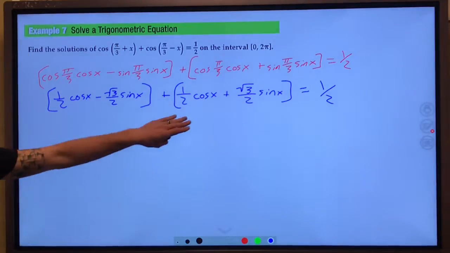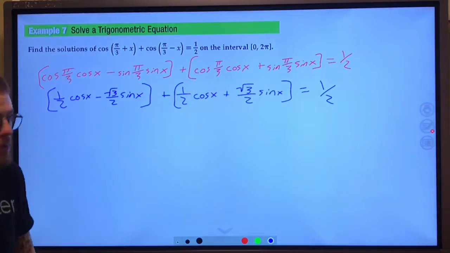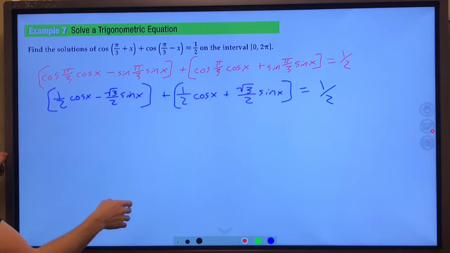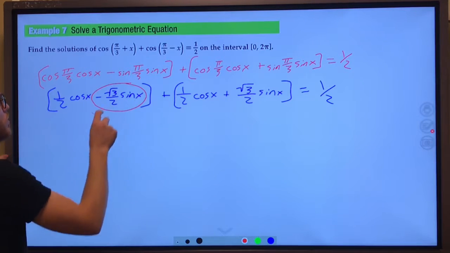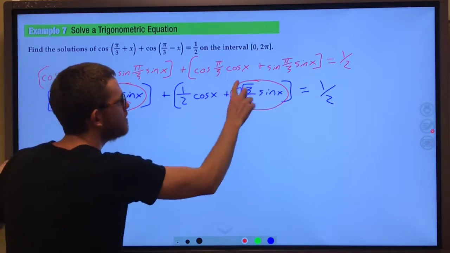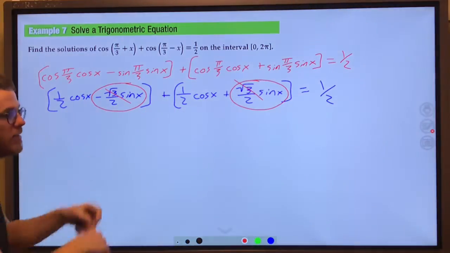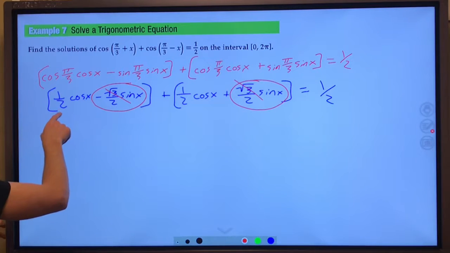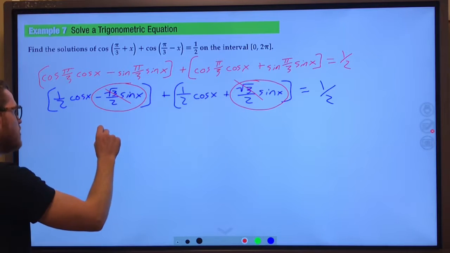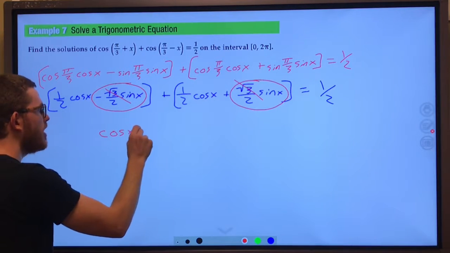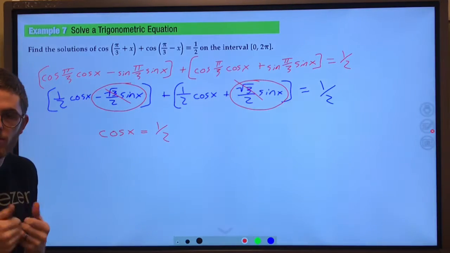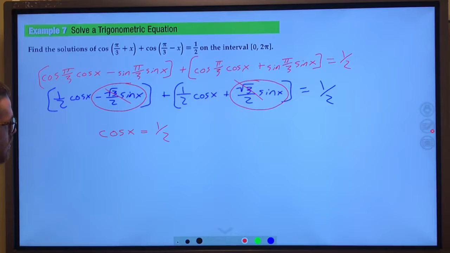Now notice how I'm adding all these together, so I really can think of this as just dropping my parentheses. And notice we have a negative root 3 over 2 sine of x and a positive root 3 over 2 sine of x. These are adding together to get 0. And so I really have 1/2 cosine of x plus 1/2 cosine of x. 1/2 plus 1/2 is 1, so cosine of x equals 1/2. Whew, how quickly that all just became something so tangibly simple.